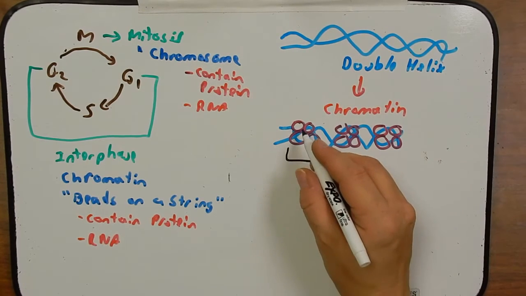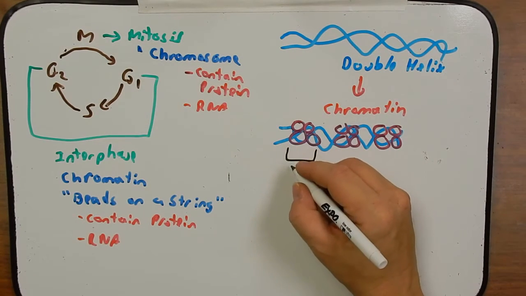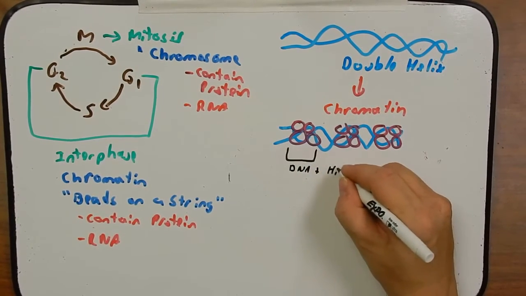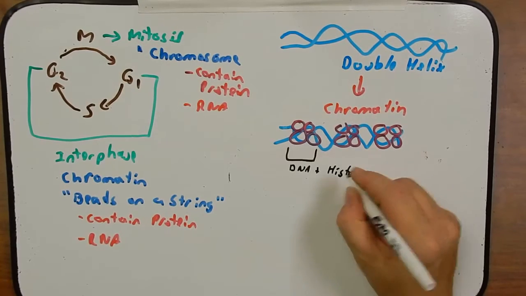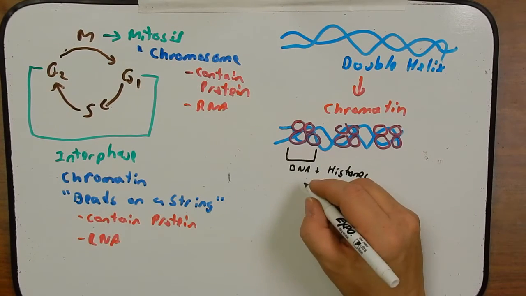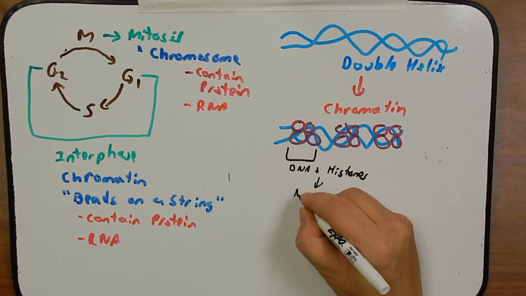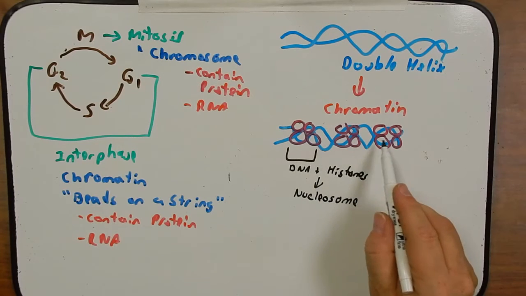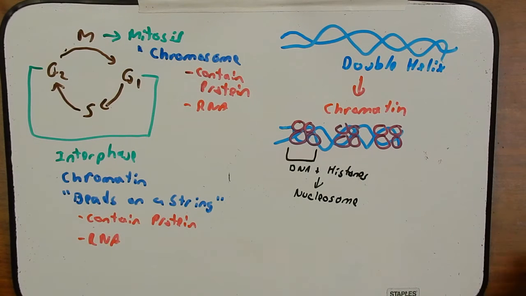So let me go ahead and identify what this structure is. It contains DNA plus histones. Histones are the proteins I drew here in red. The DNA plus these proteins together make this structure called a nucleosome. These nucleosomes will appear repeated throughout a piece of chromatin. So double helix to the chromatin.